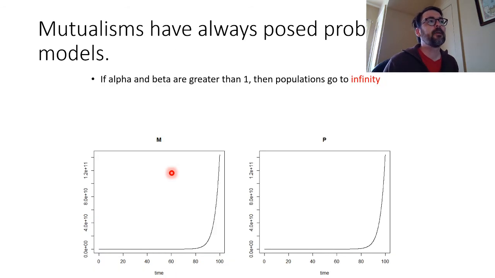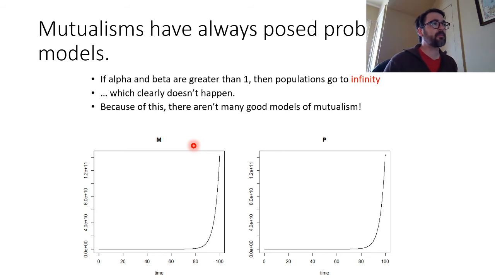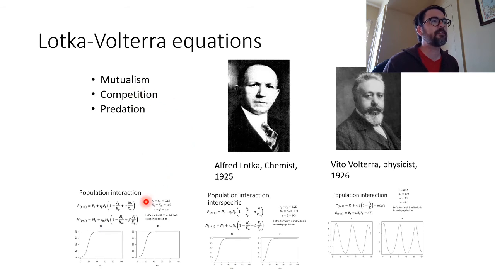It's pretty cool. But there's a weird problem. If alpha and beta are greater than 1, so if it's a really positive interaction, then the populations go to infinity almost immediately. You can see after 100 generations, I've gone to 1.2 times 10 to the 11. So that's probably not something that actually happens in nature. And it's kind of interesting, because of this, there aren't that many good models of mutualism. What I've showed you before are basically versions of this, and here they are down below. So we've got the mutualism model I just showed you, the competition model I showed you last week, and then the cycling predation model that I showed you earlier this week.